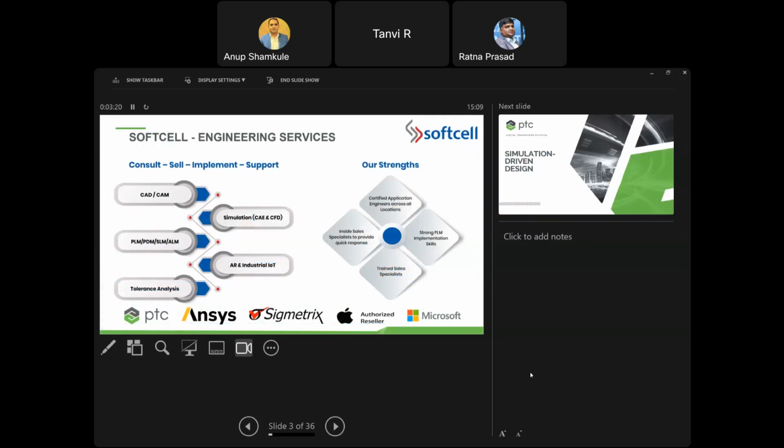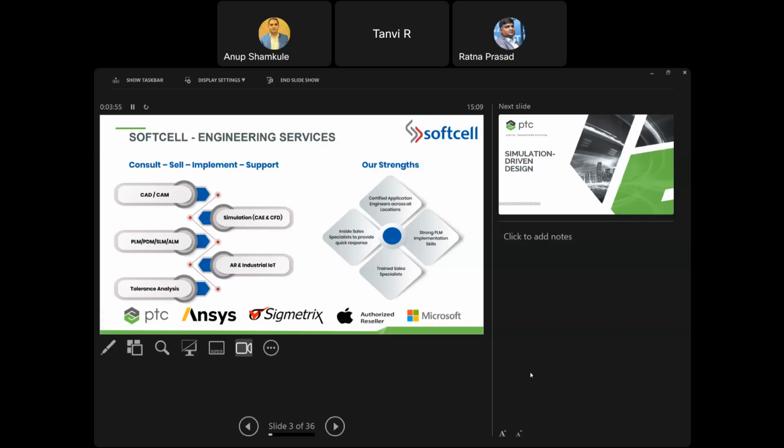For example, PTC Creo is 3D modeling and all CAD CAM CAE solutions, and also Ansys for their entire range of simulation solutions, Sigmetrix for tolerance analysis solutions. So this is a brief about our company and what we do. And let us get into the topic today, which is enhancing product design with PTC Creo Simulation Solutions.